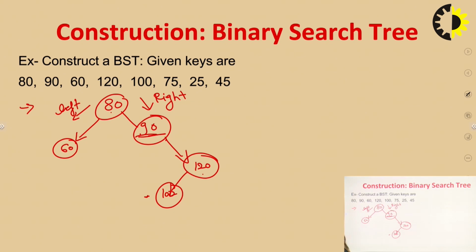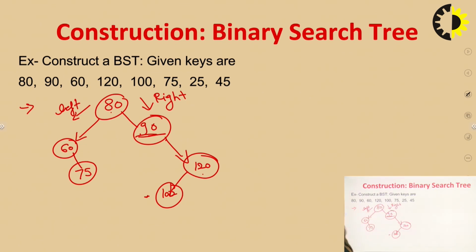So where will 75 come? First of all, check the root node 80. It is less than, so it will come to the left side. After that, 75 is greater than 60, so it will come to the right side of 60. Got it?